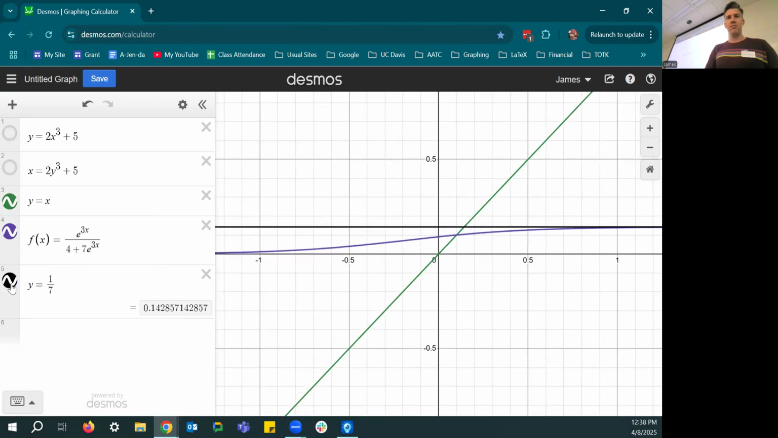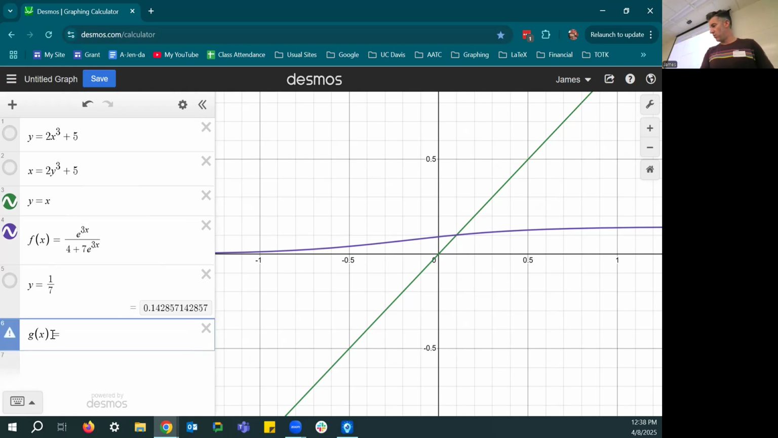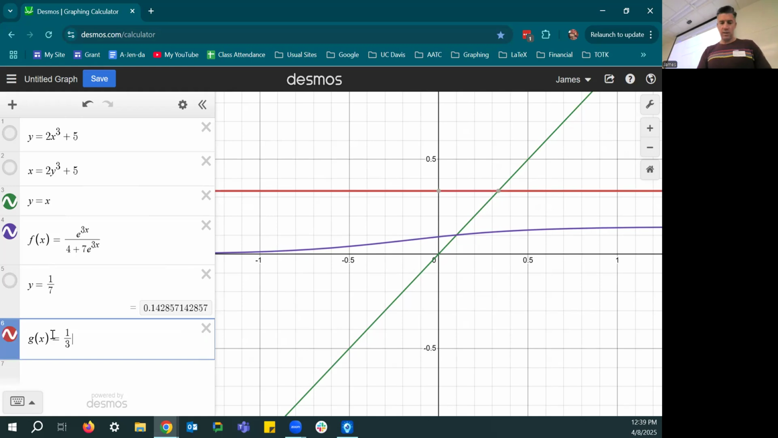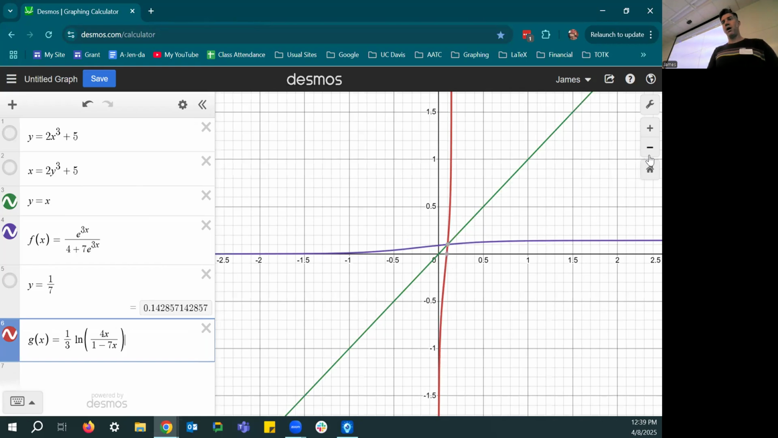On the other side, let's look at the inverse function. Let's call it g of x. And g of x is going to equal what we got for the reverse, which is 1/3 natural log of 4x divided by 1 minus 7x. Certainly in this close-up window, it looks very much like they're inverses of each other. And if we zoom out a little bit, yeah.